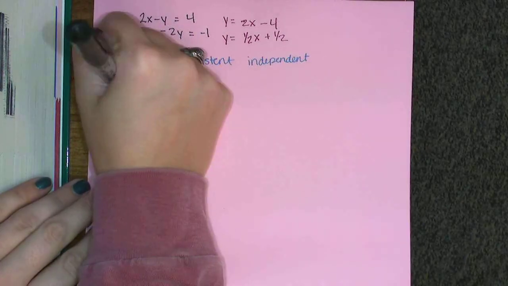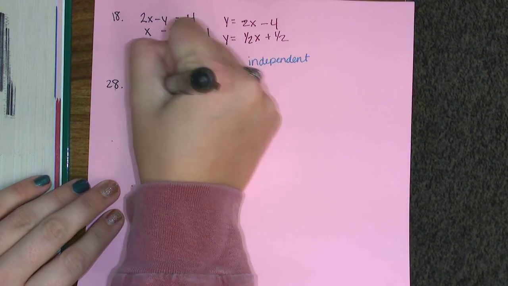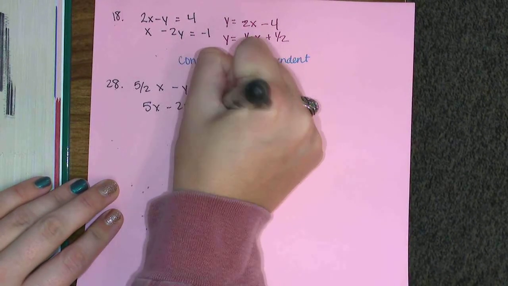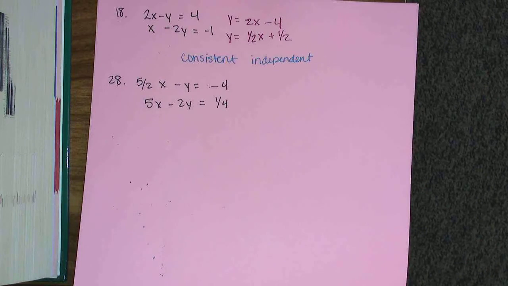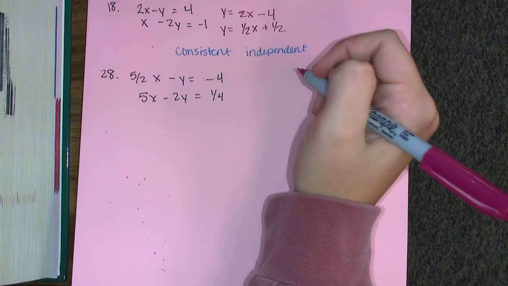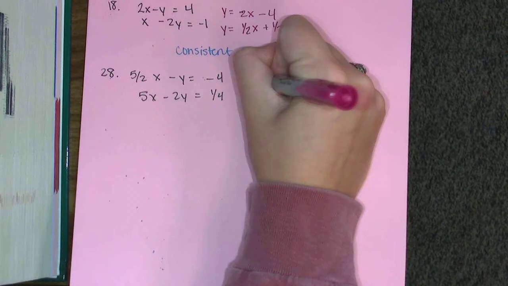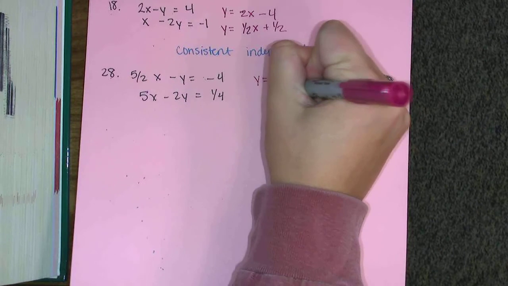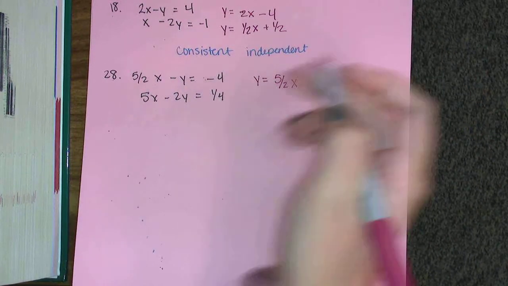Number 28: 5 halves x minus y is equal to negative 4, and 5x minus 2y is equal to 1/4. Probably not. Well, I mean, maybe, but we're not going to do it that way right now. That's not this section. Alright, I need to get y by itself, so what do I do to the top one? Okay, subtract 5 over 2x, but then I'm dividing by a negative, so it's going to be back to positive. And then plus 4.